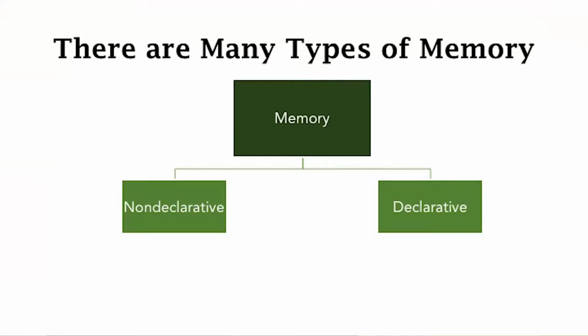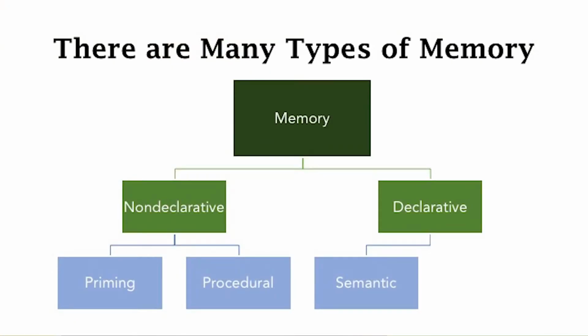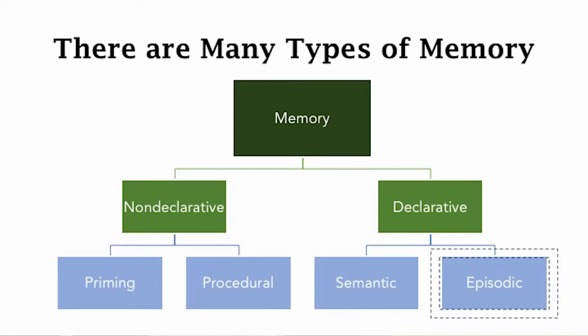Memory can be divided into many different types, with two subdivisions of non-declarative or unconscious and declarative or conscious memory. An example of non-declarative memory is priming, where subliminal advertisement is an example of this, and procedural memory, or learning how to ride a bike. Once you learn to ride a bike, you don't have to think about it every time you go to ride a bike. For declarative memory, an example is semantic memory or vocabulary, and episodic memory, which is the type of memory that I'm interested in.